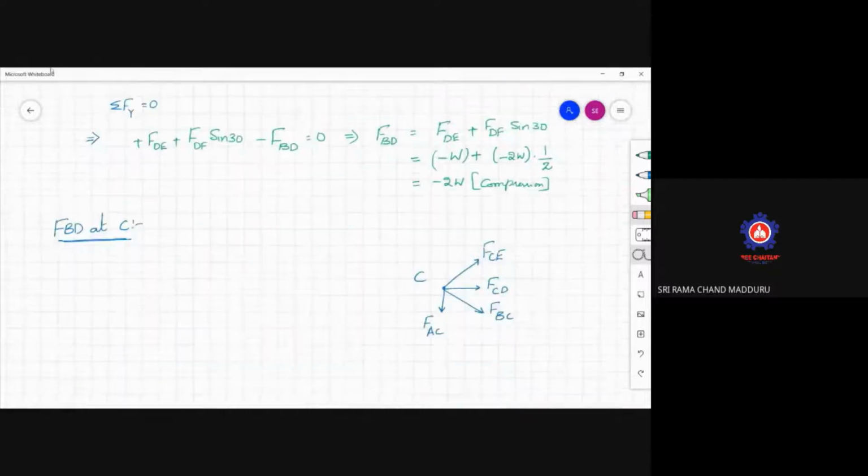To get that, we have drawn the free body diagram and represented the angles also. This is 45 degrees. Please see the dimensions and accordingly represent the angle. Sigma Fx is equal to 0.